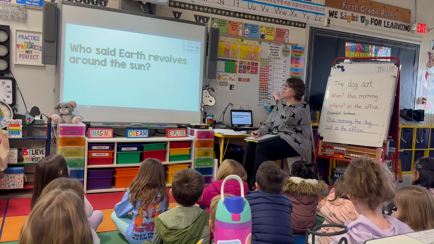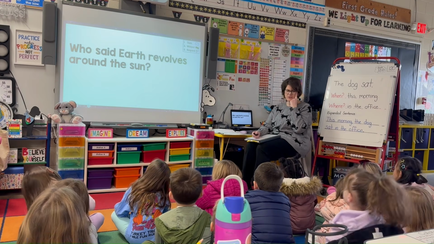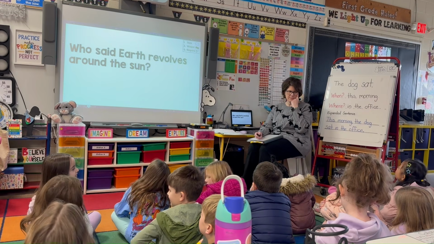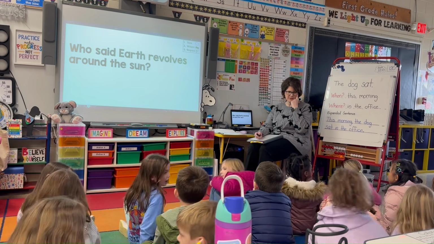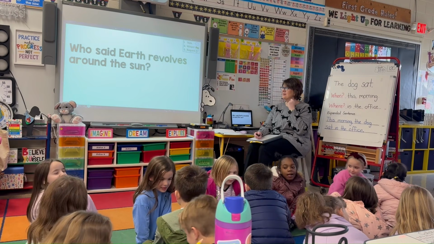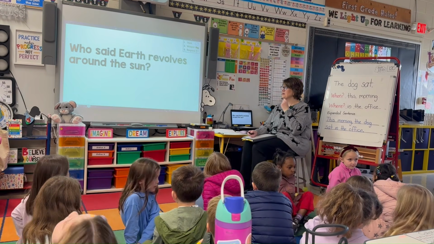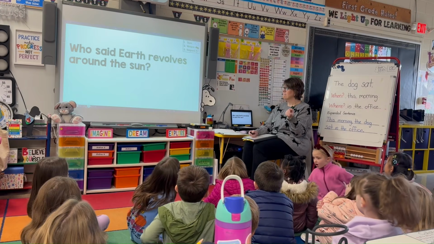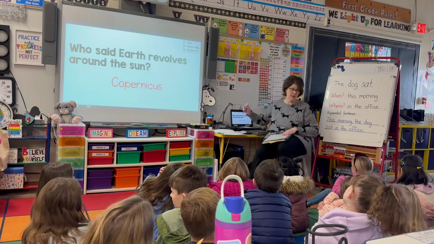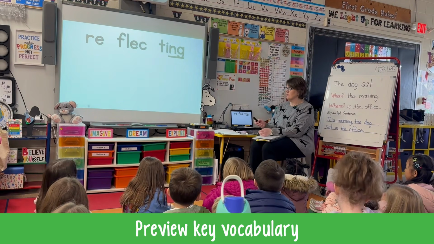Let's do a think, whisper, respond, because it may be hard to remember that name. So think about it first. I'll let you whisper it to your partner, and then we'll say it. Turn and whisper. Who said Earth revolves around the sun? Copernicus. Oh my goodness, I am going to add points. That is impressive. All right, so let's preview some of our vocabulary.